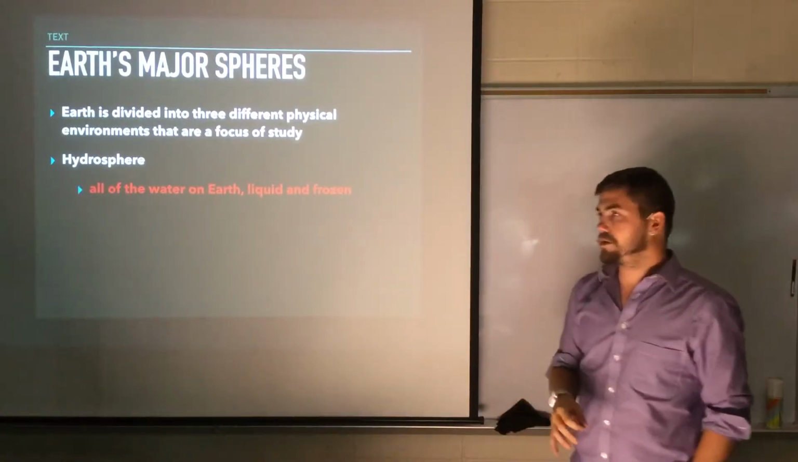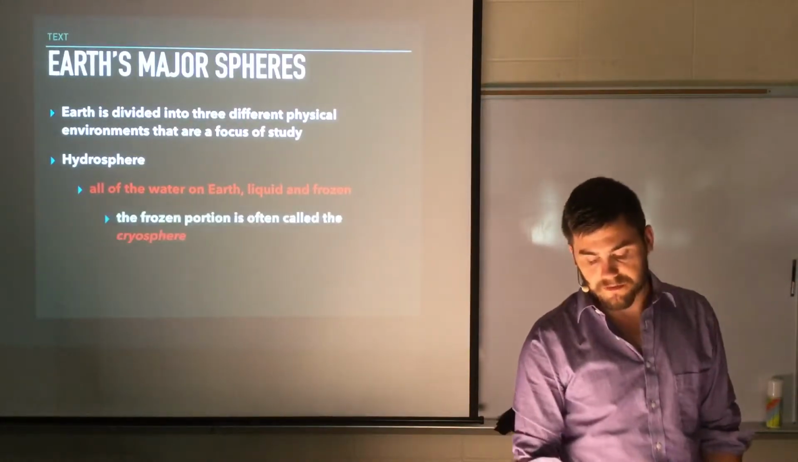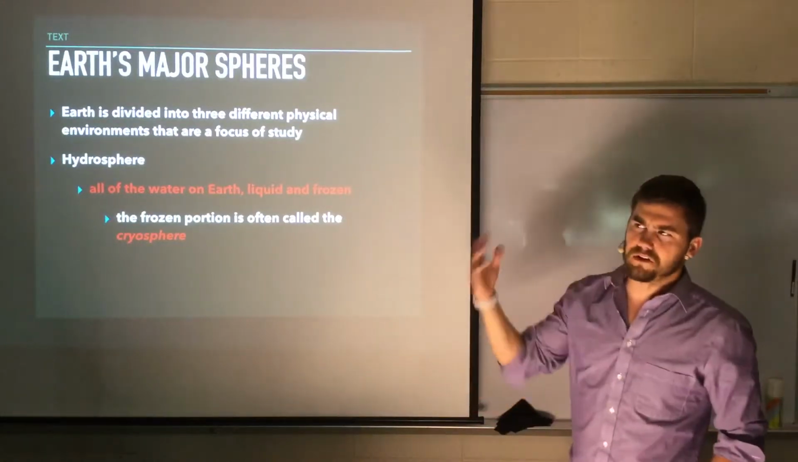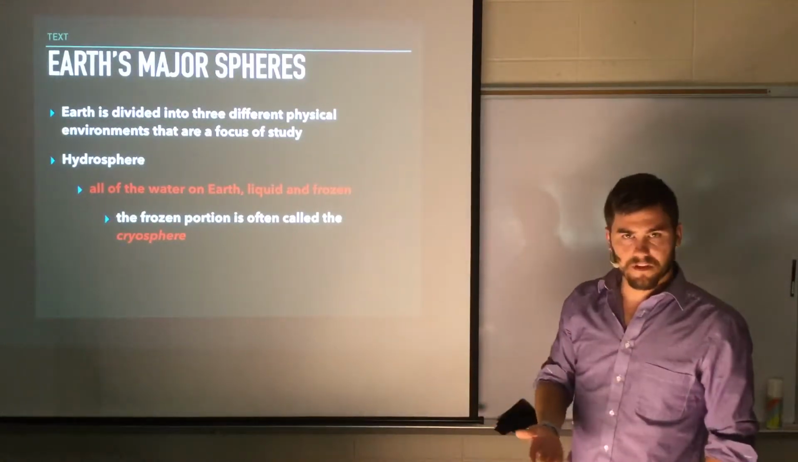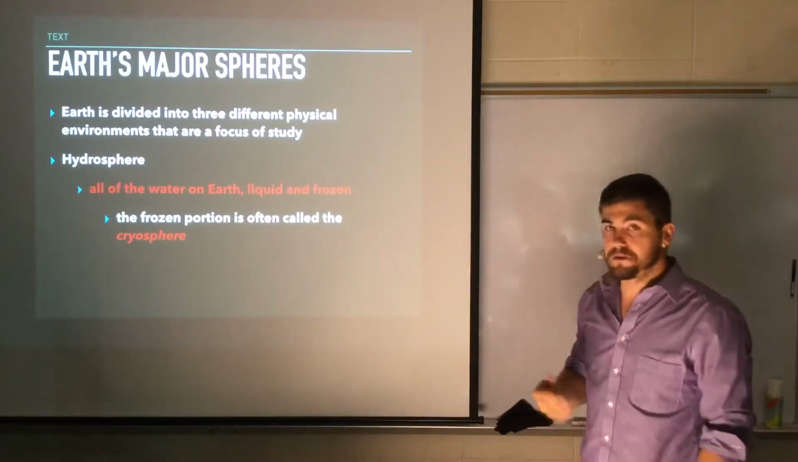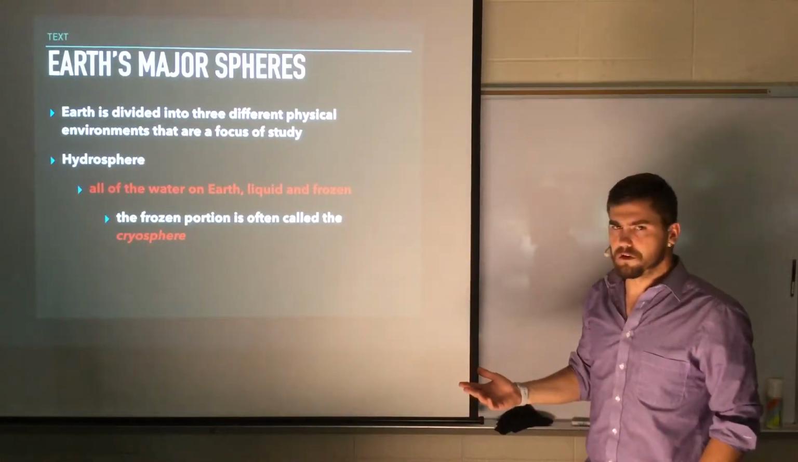So that is all of the water on Earth, both liquid water and frozen water. This is where we get our oceanography studies from, but lots of others too, because we would study rivers with this. We would study lakes with this. And then the frozen portions, sometimes we call that the cryosphere. Now, why the heck would we study the cryosphere?